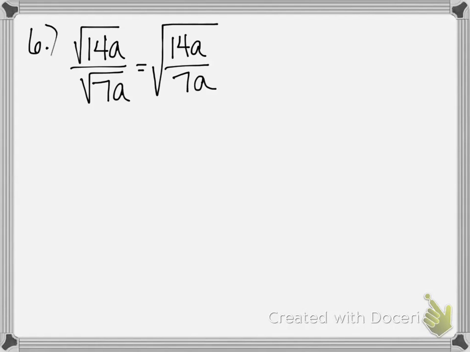14 over 7 is what? Yeah, so you could do some canceling. That would become 2, and a over a goes away as well. And so we are left with just square root 2. And that's it. Because 14 over 7 is 2. And a over a, those a's cancel. But it's square root of 2 because nowhere in there could we take the square root of anything. So it is square root 2. So it stays under there.